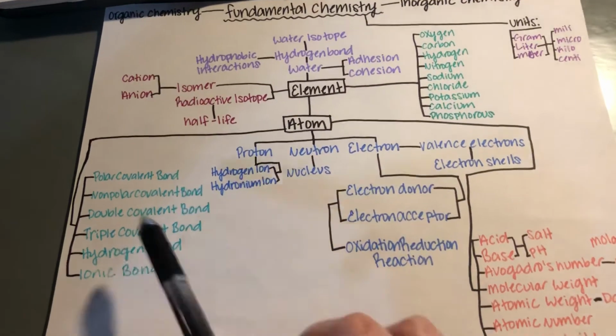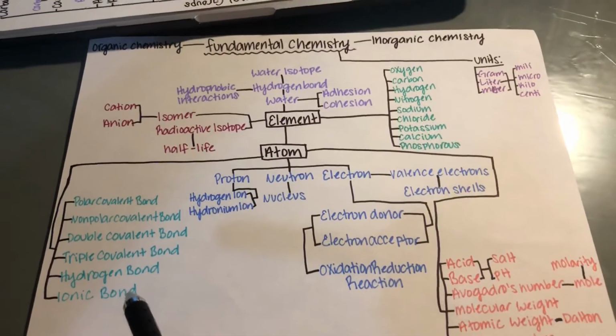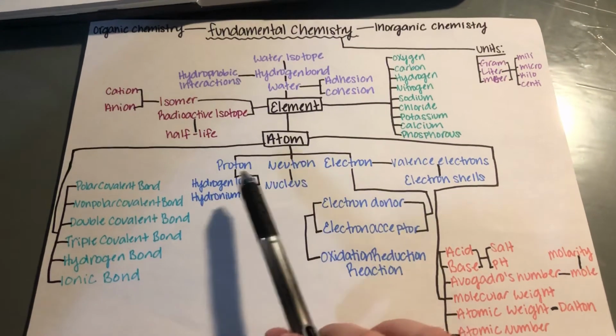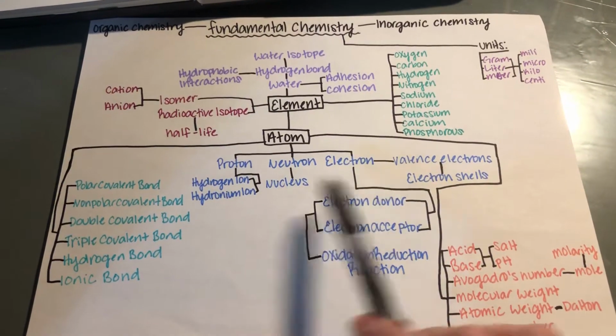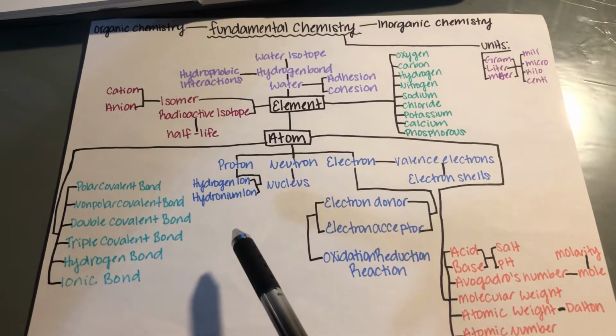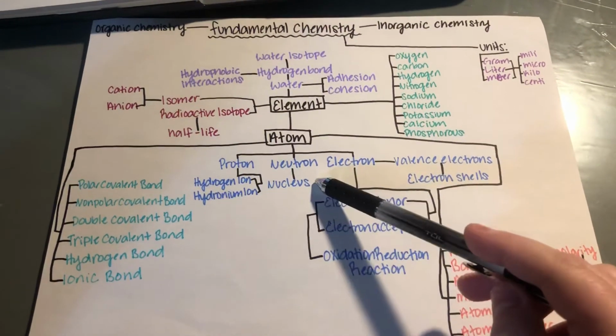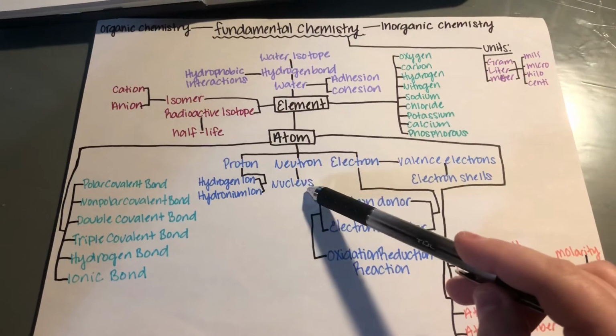Over here we have a list of the different types of bonds that hold the atoms together. Atoms have protons, neutrons, and electrons. Hydrogen ion and hydronium ions are two different types of protons, and the neutrons are inside of the nucleus.